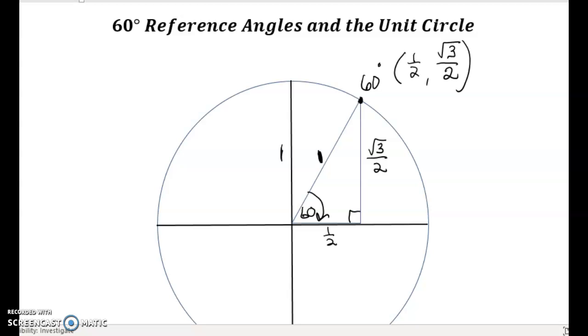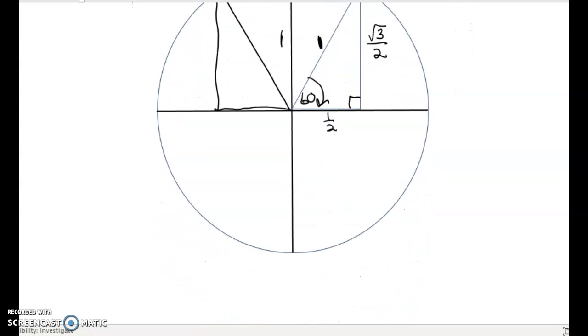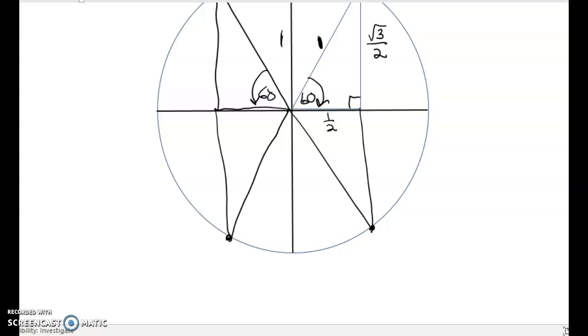I'm going to leave the others for you to do. In quadrant 2, you'll find the angle measure and the coordinate. In quadrant 3, I want you to find the angle measure and the coordinate. And in quadrant 4, find the angle measure and the coordinate. Again, these are all 60-degree reference angles. Remember, a reference angle is the shortest, always positive degree measure to get you to the x-axis.